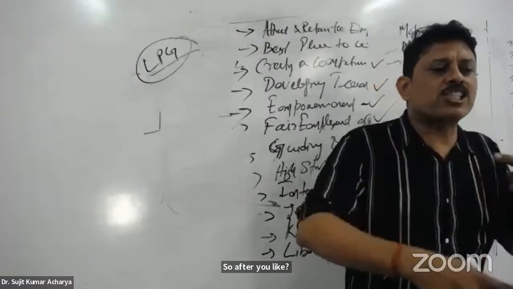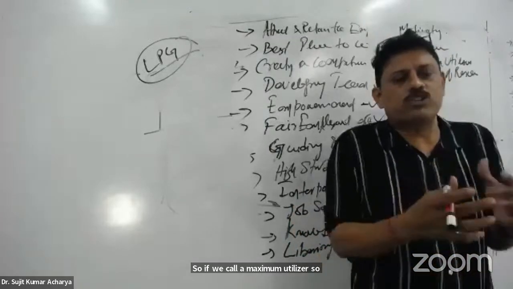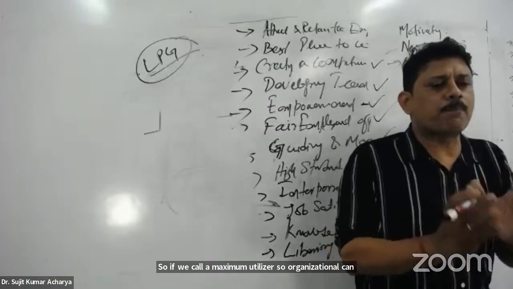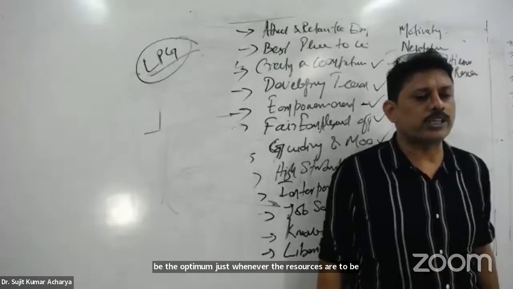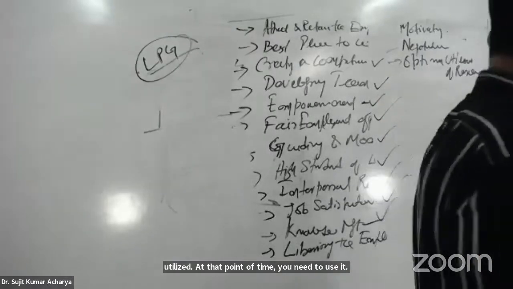So in an organization, we see how optimum resources are to be utilized. Whenever the resources are to be utilized, at that point of time you need to use it. So that will reduce the unnecessary wastage of resources.